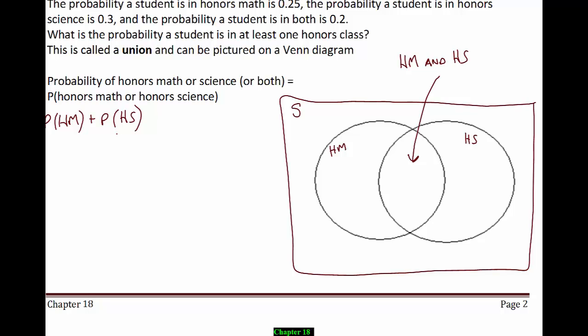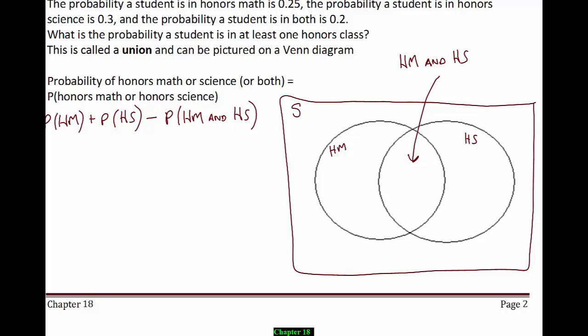We have double counted the students that are in both. They were already counted in the honors math circle, and then we also included them again in the honors science circle. So what can we do to correct for this? We can subtract out the probability of being in both honors math and honors science.